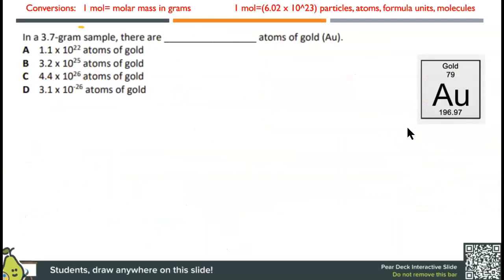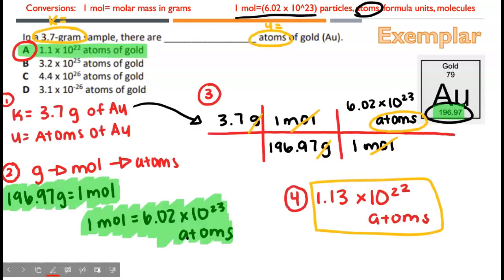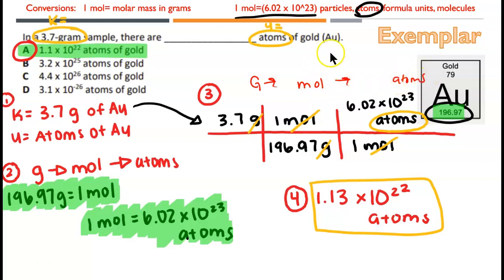Let's go ahead and look at the next one. It says, in a 3.7 gram sample, there are blank atoms of gold. The answer is A. So starting off with your known, which is your given, it goes into the first one. Your unknown, we are looking for atoms, so atoms goes in the last one. So you're going from grams to moles to atoms, and that's how we know how to set up our train track.